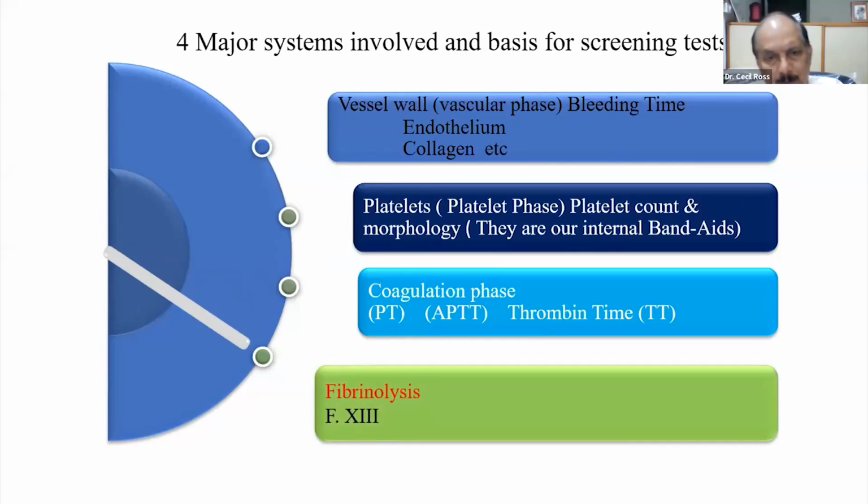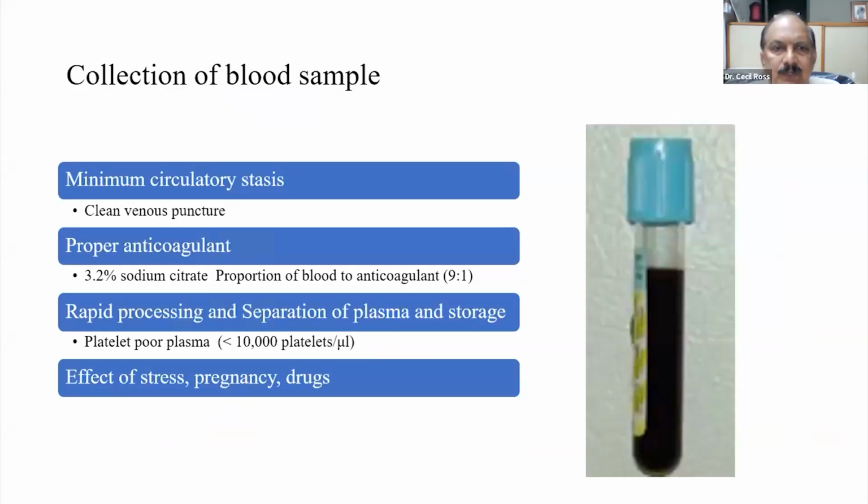The last phase is fibrinolysis, where normally after the clot is formed, the body's mechanism is to dissolve the clot and establish the patency of the vessel. And therefore, normally there is fibrinolysis that takes place. Important in that is also factor 13. Therefore, in all screening tests in a patient with coagulation disorder, you must also assess for factor 13 deficiency. So these are the main 4 hemostatic phases that are involved and the basis of the screening tests.